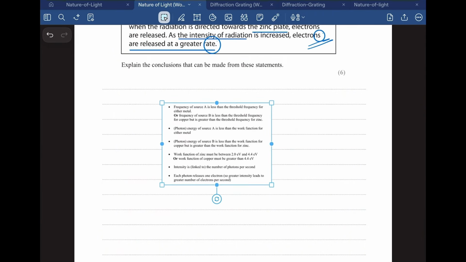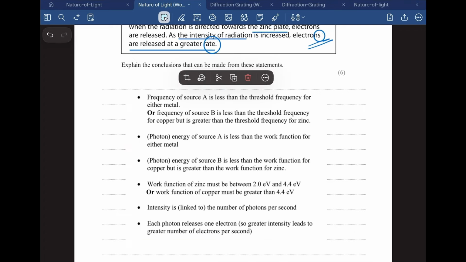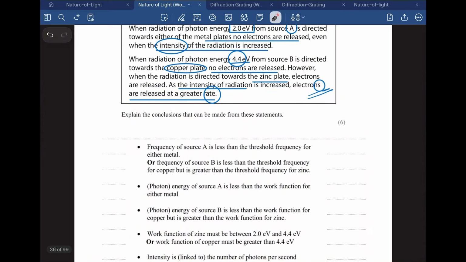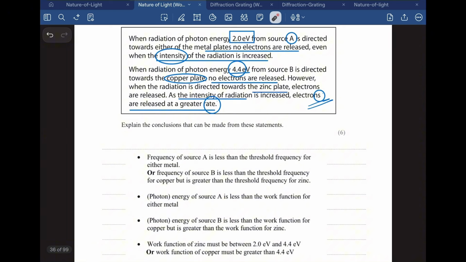Now let's understand the mark scheme points, what the mark scheme says, and let's see whether we have thought about everything that should be written. The first part says the frequency of source A is less than the threshold frequency of either metal. Correct? Because source A couldn't release any electrons from either of the metals. So definitely the frequency of source A is less than the threshold frequency that is required to release an electron from the metal plates.